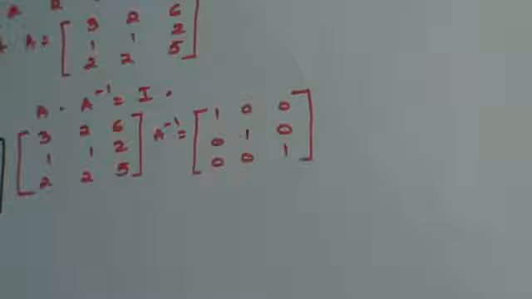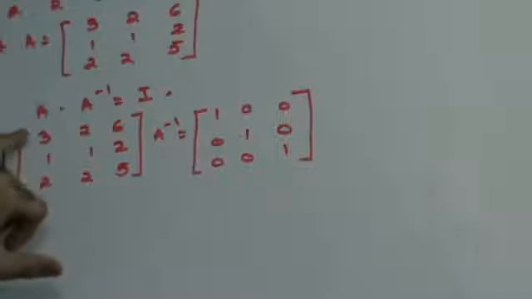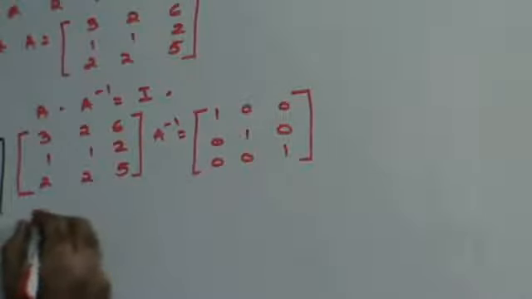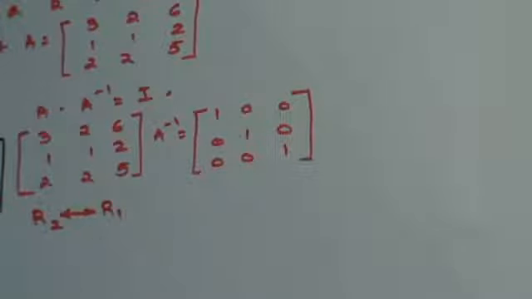Right? There are multiple ways in which I can do it. Either I can do 3 minus twice R2, or I can do 3 minus 2, but I am not very good with my subtraction. So what I'm going to do is I'm just going to interchange R2 and R1. It is not necessary that you follow this method. There are multiple ways of doing this. How will I get 1?